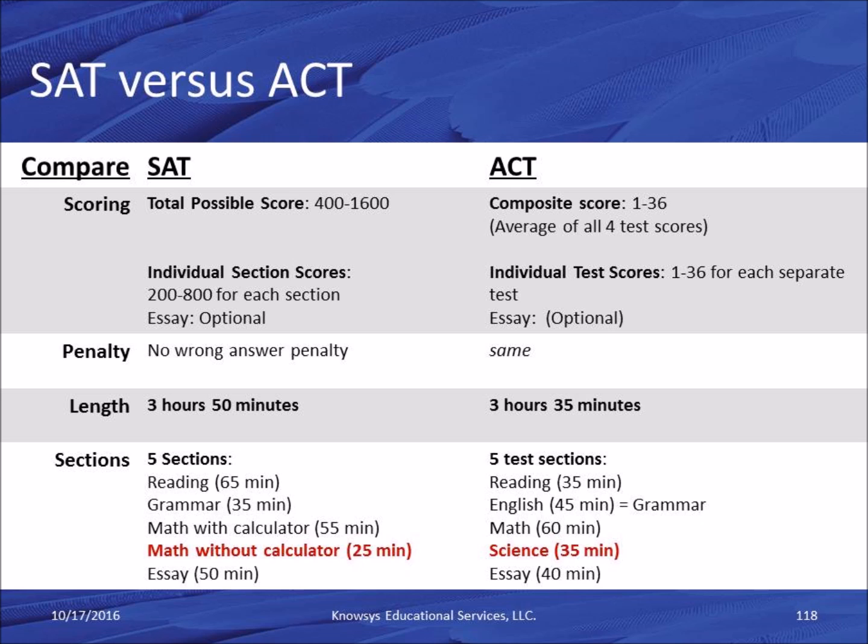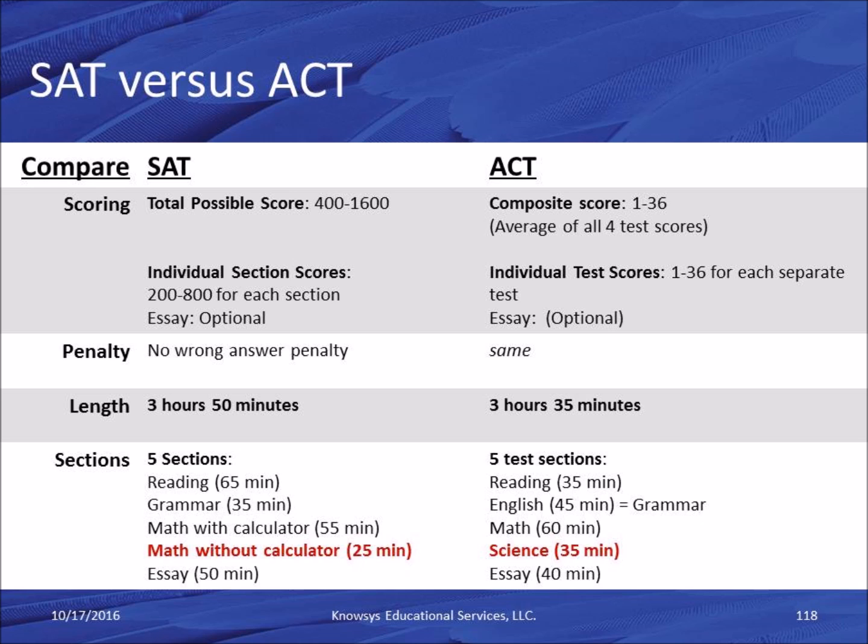Okay, now let's turn and do a quick comparison of the SAT and the ACT. All right, scoring. SAT, minimum score 400, maximum score 1600. You've got 2 individual sections, the math and the verbal, each with a range of 200 to 800, and the essay is optional. ACT, the essay is also optional.